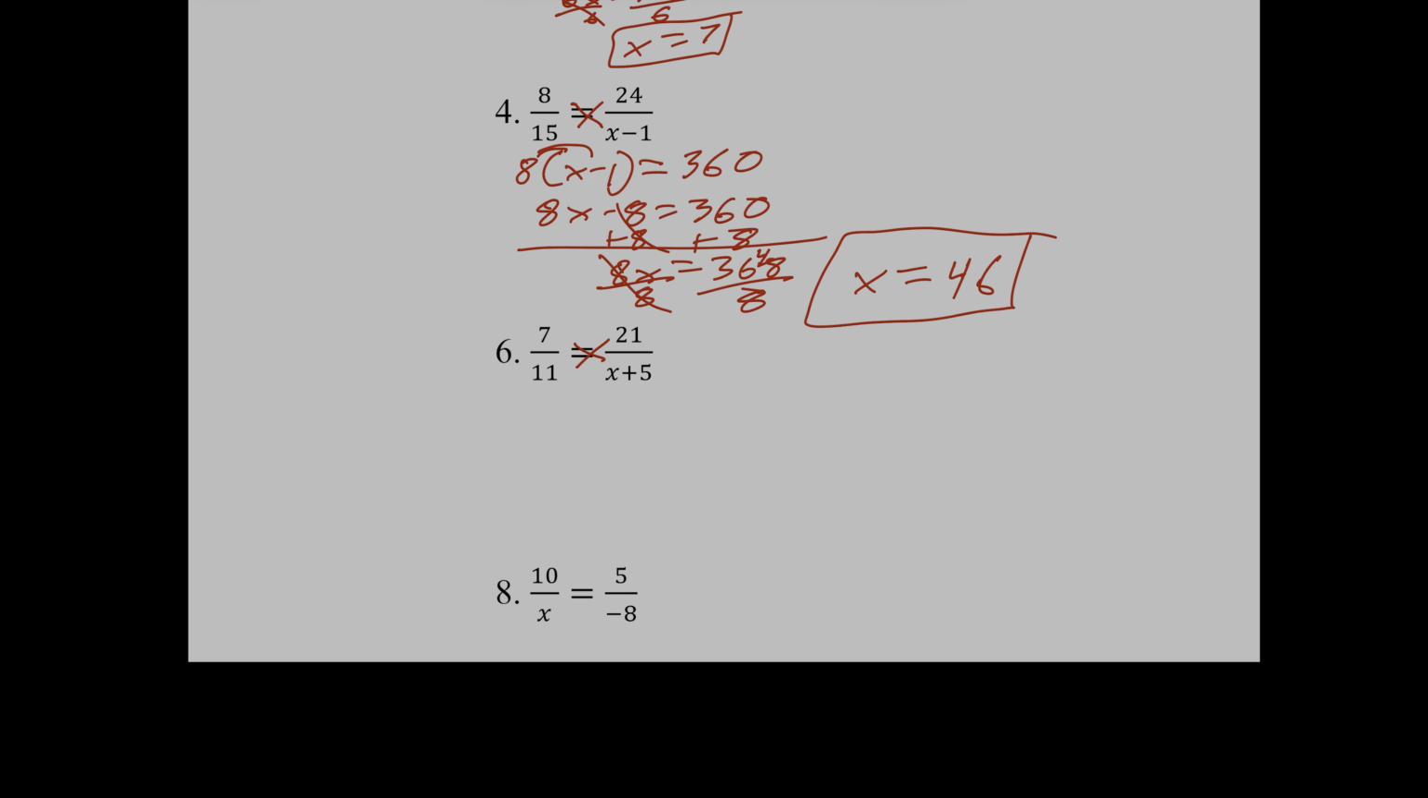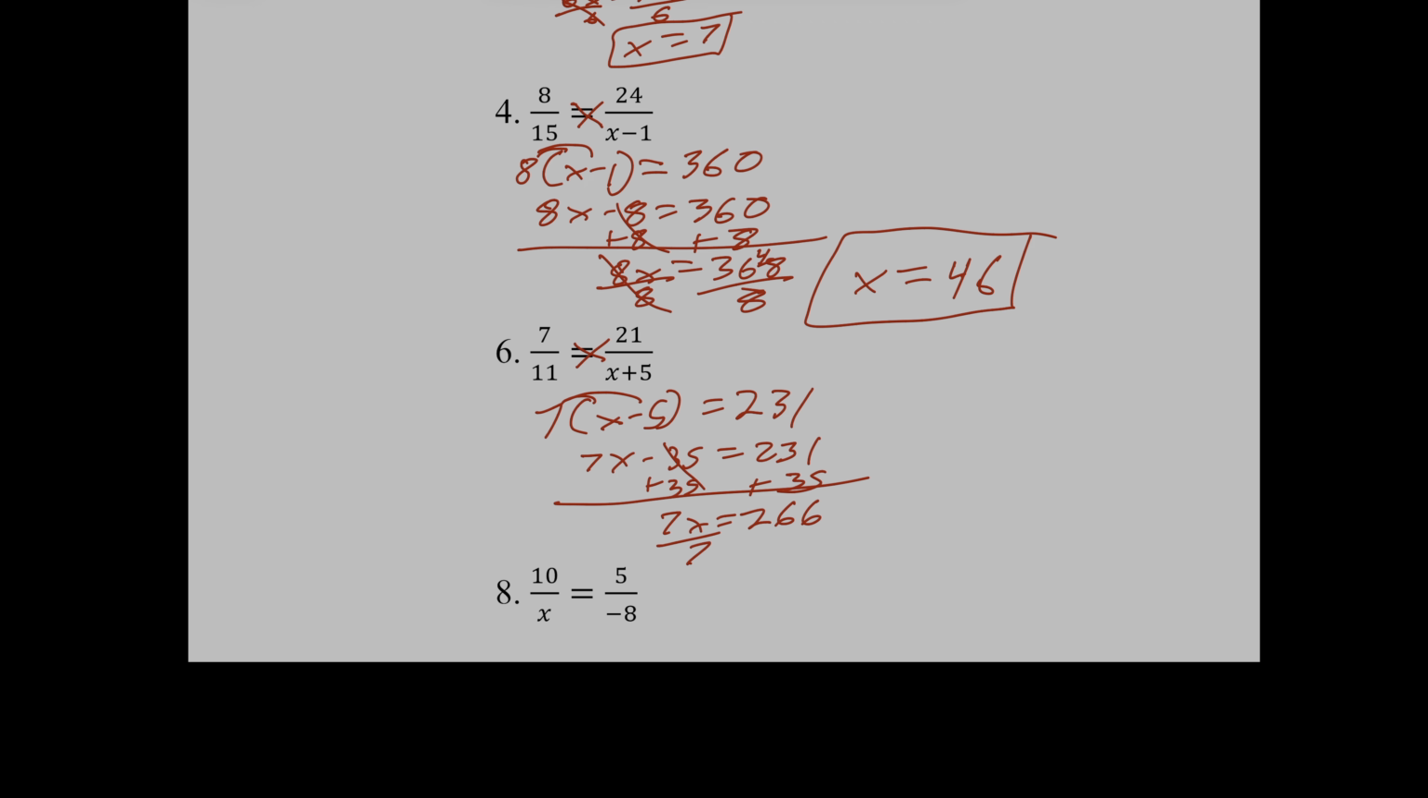21 times 11. That's going to get me a 231. You know what? I didn't want to start there. I'm going to start here. 7 times x minus 5 equals 231. If you don't believe me, check your calculator. 7x minus 35 equals 231. Of course you believe me, though. I would never lie to you. And then I'm going to add 35 to both sides. Boom. 7x equals 266.